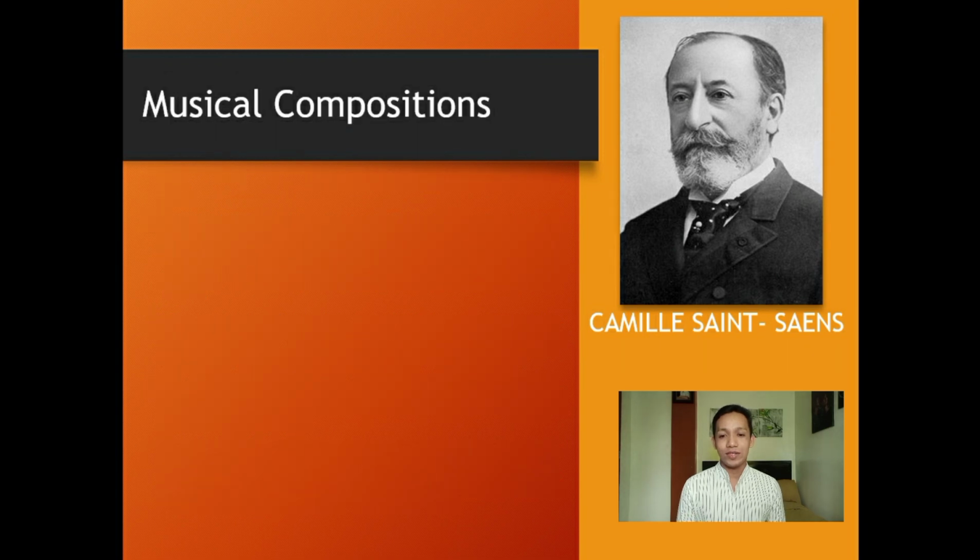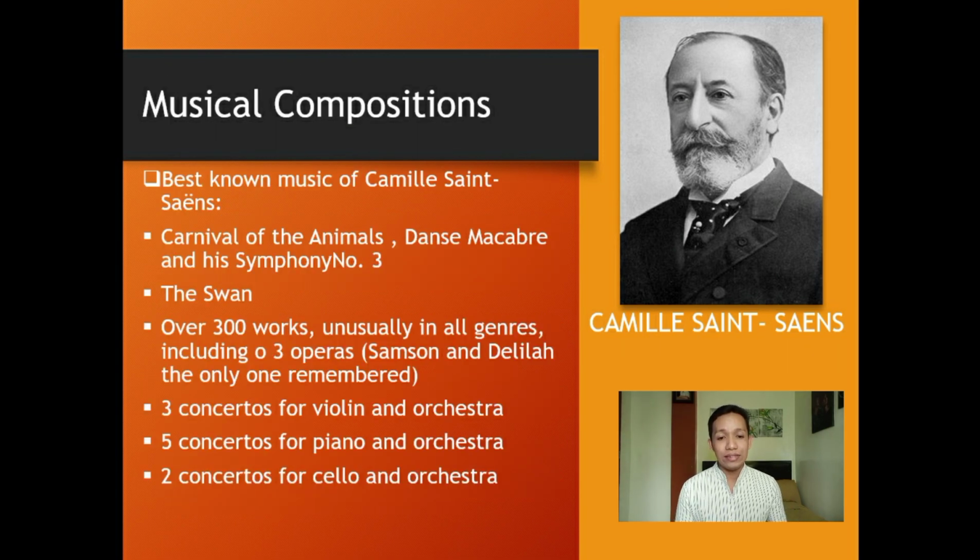His musical compositions: Carnival of the Animals, Danse Macabre, and his Symphony No. 3. He also had The Swan, over 300 works, unusually in all genres including 3 operas, Samson and Delilah, the only one remembered, 5 symphonies, best known is No. 3, The Organ Symphony. 3 concertos for violin and orchestra, 5 concertos for piano and orchestra, and 2 concertos for cello and orchestra.